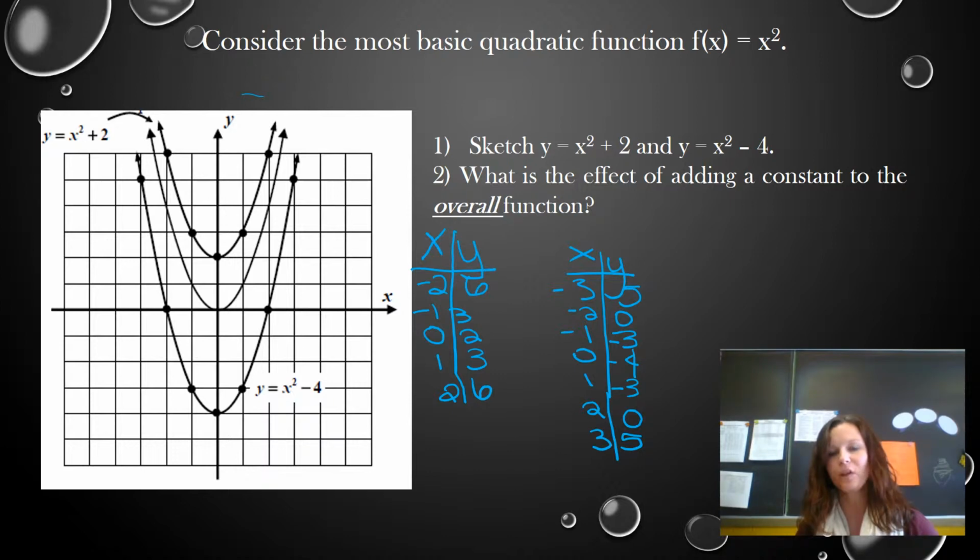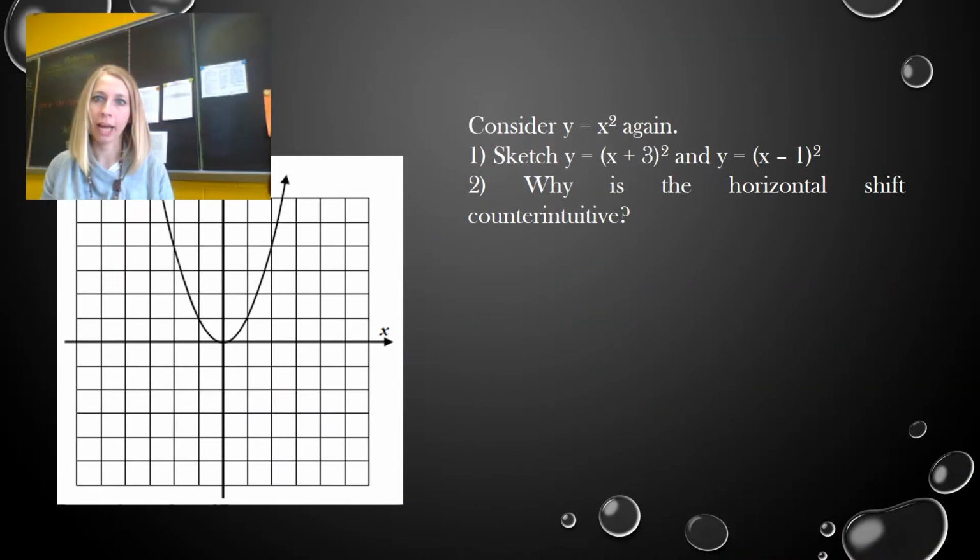And what we're going to do is answer the question, what is the effect of adding a constant to the overall function? So what we notice is that when we added 2 to x squared, our parabola shifted up. When we subtracted 4 from x squared, our parabola shifted down. So when you add, it shifts up, and when you subtract, it shifts down.